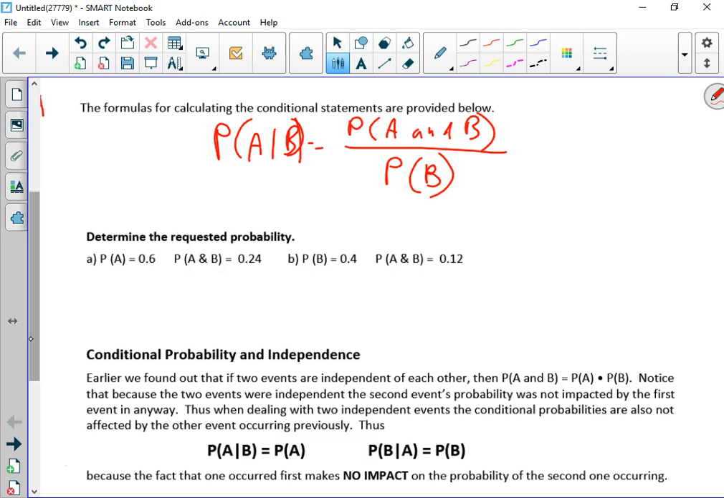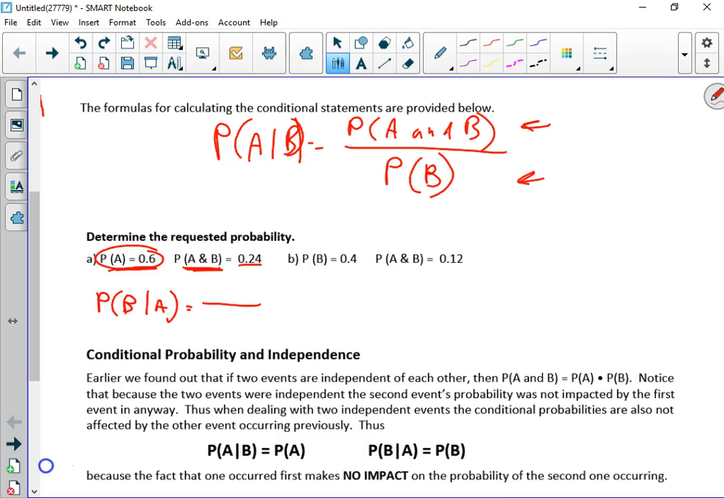So, we've already done this before. Probability of A is 0.6. The probability of A and B is 0.24. So if we look back up here, here's probability of both. Here's probability of the given event. Here's probability of both, probability of the given event. So since A is given, that's going to be our second letter. So we're trying to determine the probability of B given A.